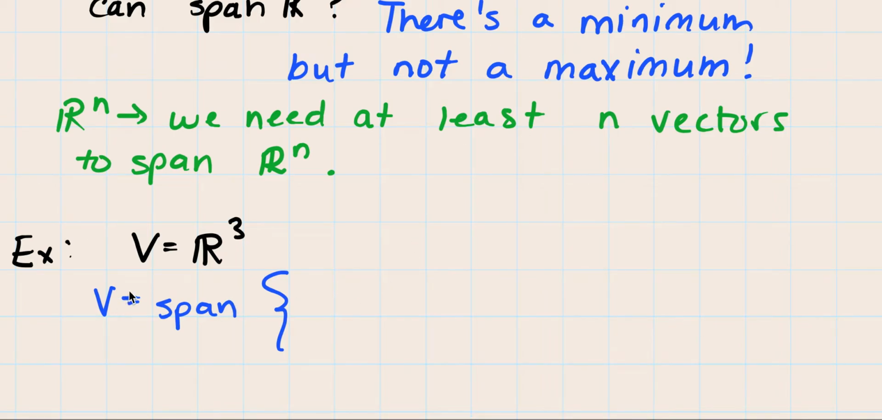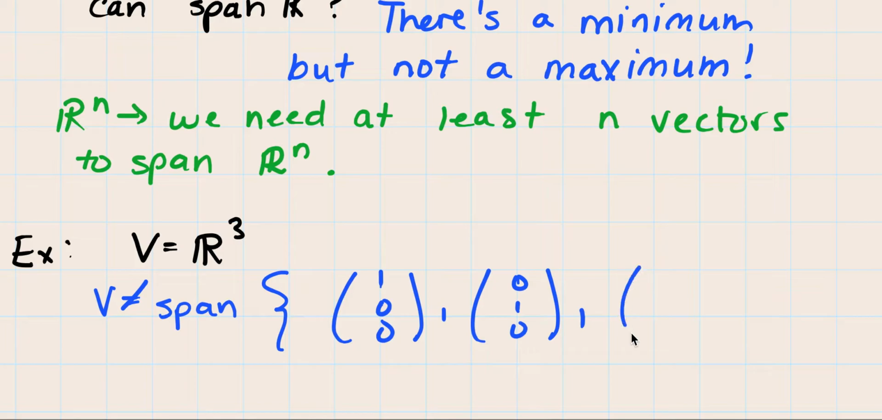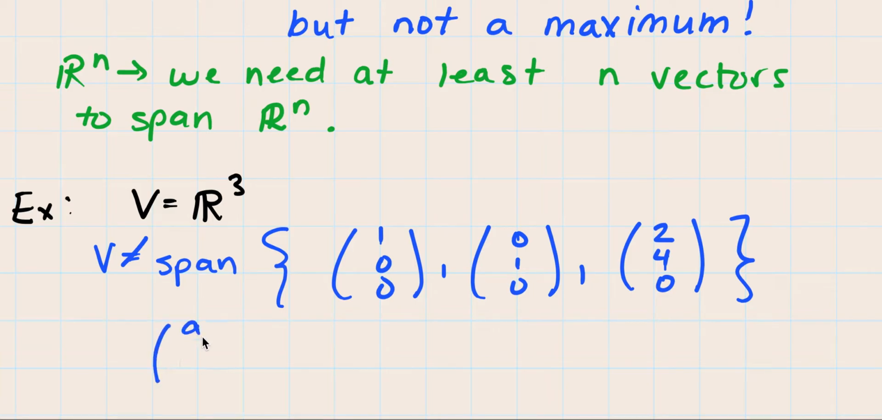For example, V is not equal to the span of (1, 0, 0), (0, 1, 0), (2, 4, 0). Here I have three vectors, but they don't span this vector space. Why? Because in order to get (a, b, c) with c not being equal to 0, I don't have anything other than 0 here. So there's no way I'm going to get this number here. So we have to be careful with the vectors we choose, but we need at least 3 of them for V is R3, and we need n of them for V is equal to Rn.